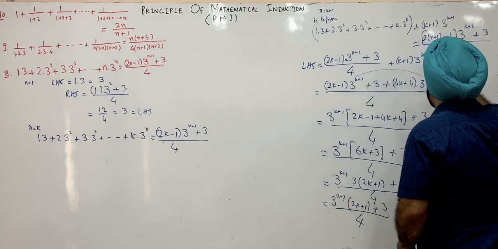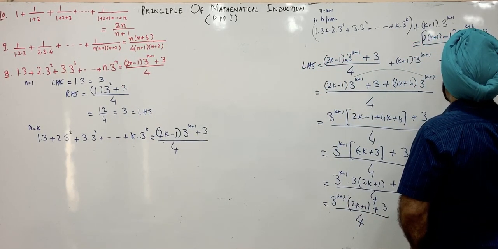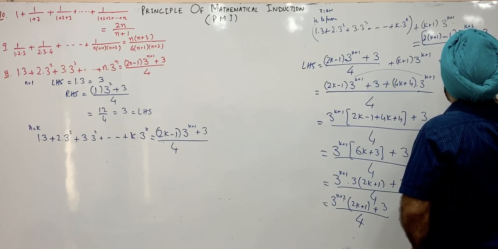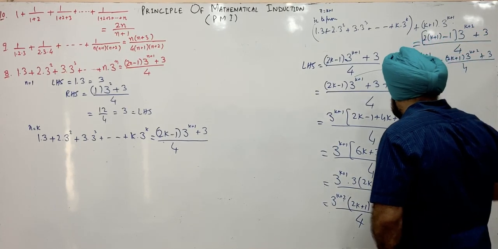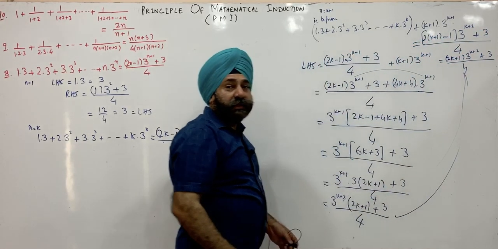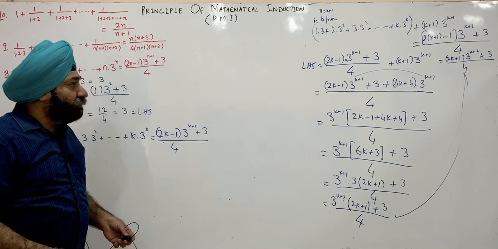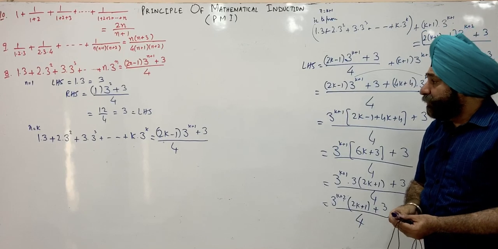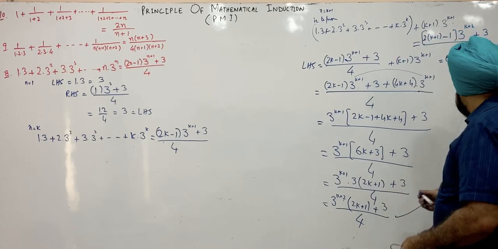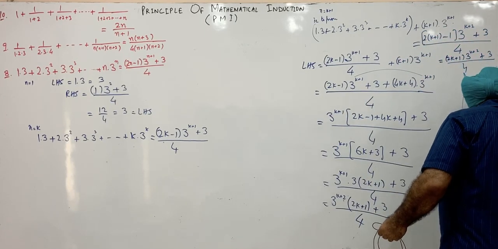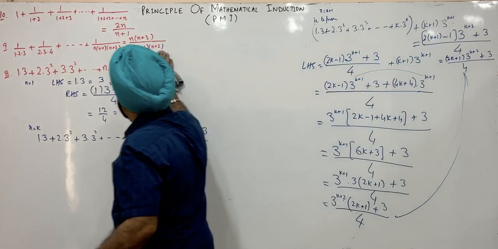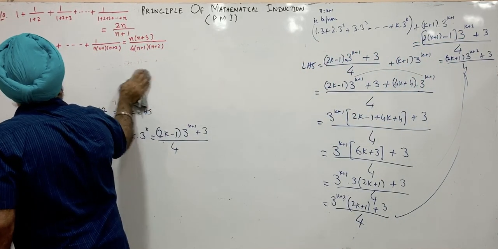So what do we want to prove? We wanted that this is (2k plus 1) into 3 raised to k plus 2 plus 3 upon 4. This is what we wanted to prove. This proves the result is true for n is equal to k plus 1. So what do we write? Therefore, by principle of mathematical induction, the result is true for all n which belong to the set of natural numbers.